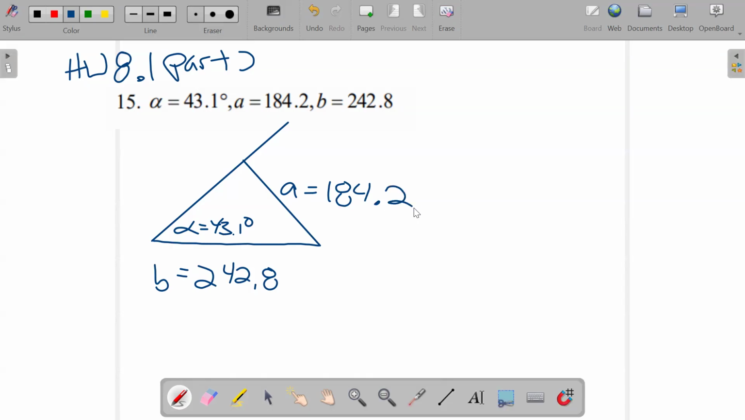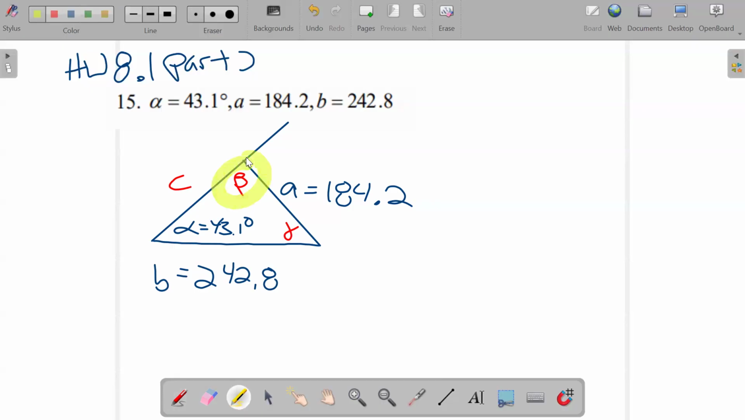So labeling some other stuff, if side B is down here, then beta has to go up there, which leaves this one for gamma, doing Greek letters, and that means this would be side C over there. And since I have an angle and an opposite side, I'm thinking law of sines is probably a good way to go on this one. If I were doing law of cosines, then I'm probably looking for two sides with an angle between them. That's a thing for cosines.